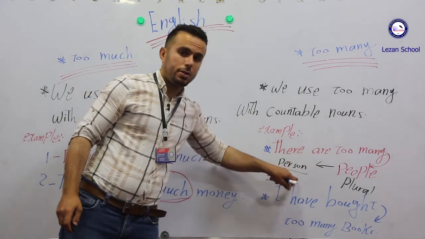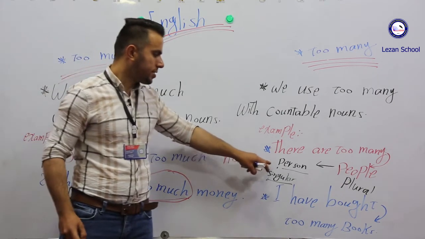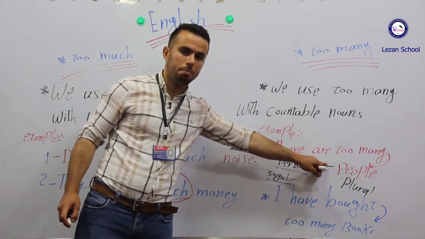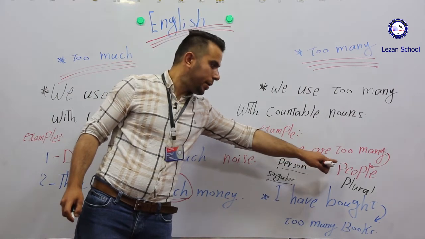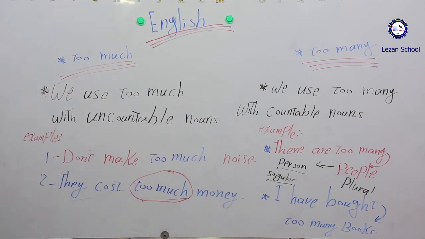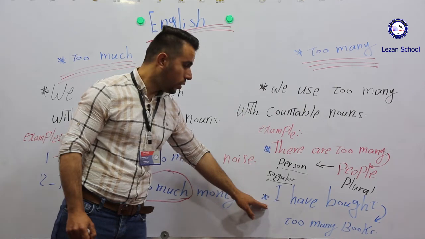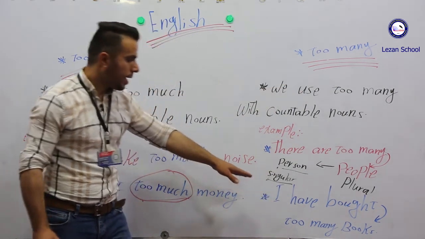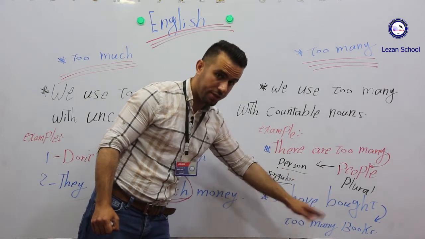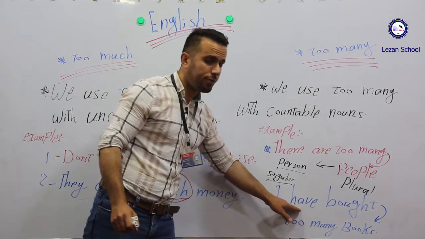And please do not forget these two words. In the exam, I will ask you what is the plural form of person, and you have to choose people. What is the singular form of people? You have to choose person. And here we have another example for too many, which is: I have bought. Do not forget that we have to use PP after have.